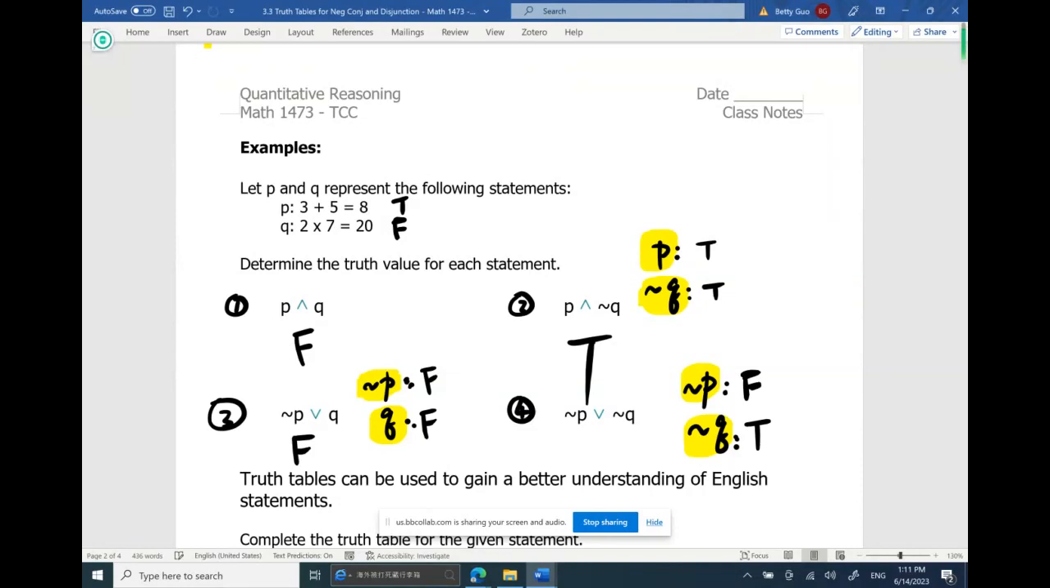Q is false, then not Q is true. Yeah, it's opposite, and that makes the disjunction to be what? To be true. Because for a disjunction to be true, we do not need both of them to be true. At least one is true. That is sufficient. Okay. Does that make sense?